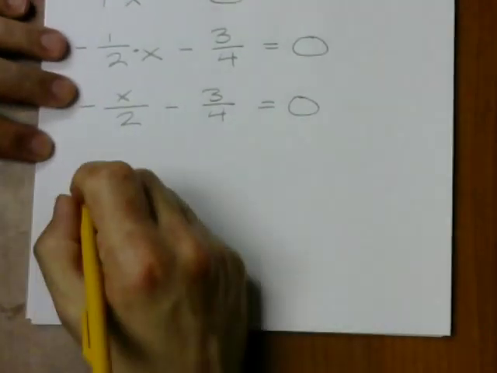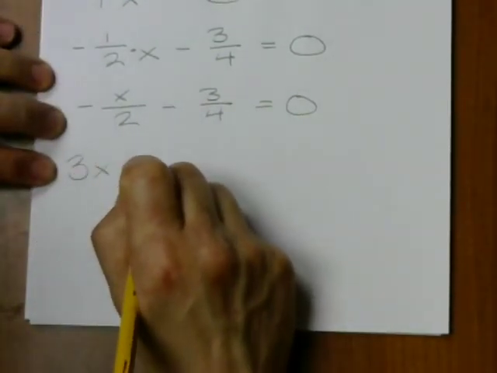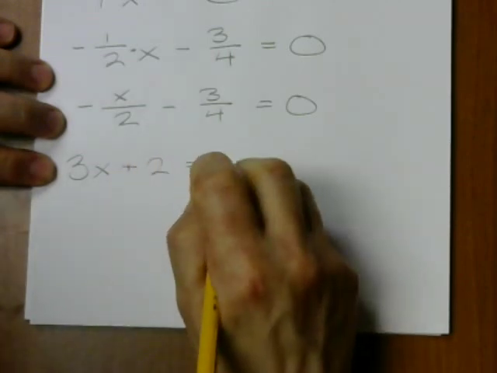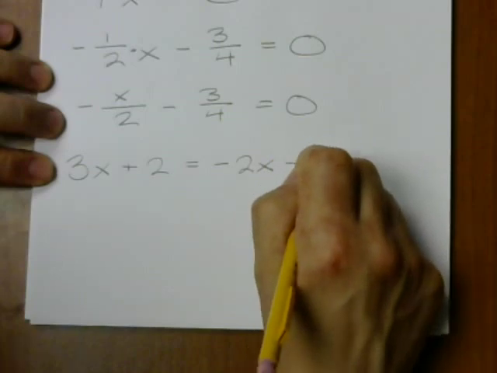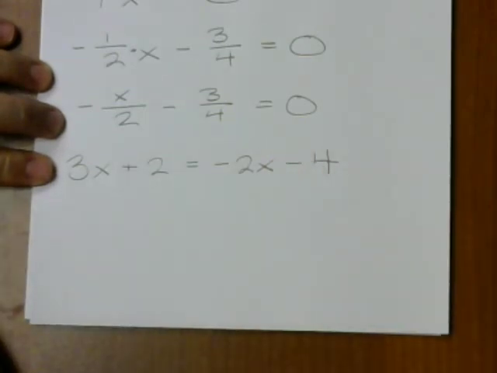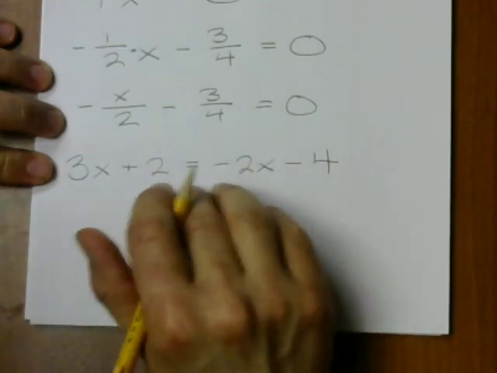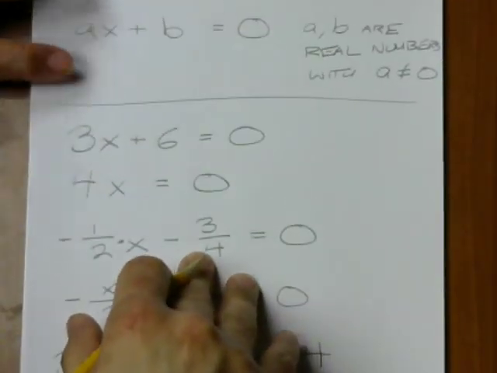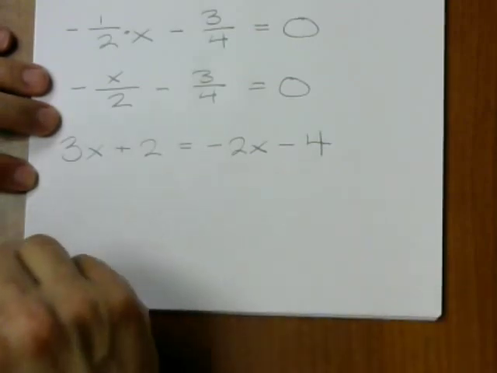What else might be linear? Well, if I have 3x plus 2 equals minus 2x minus 4. Well, you might say, hey, wait, there's stuff on both sides. I don't see a 0. It doesn't look like it's of this form. Yeah, but can it be written? Can it be rewritten into that form?